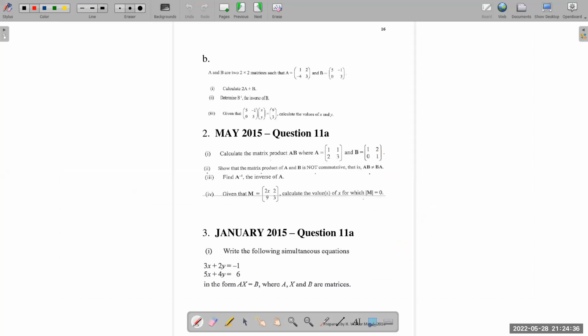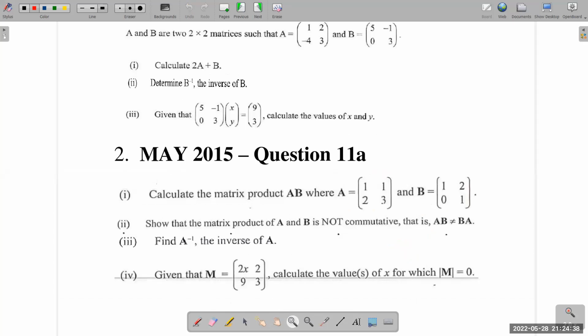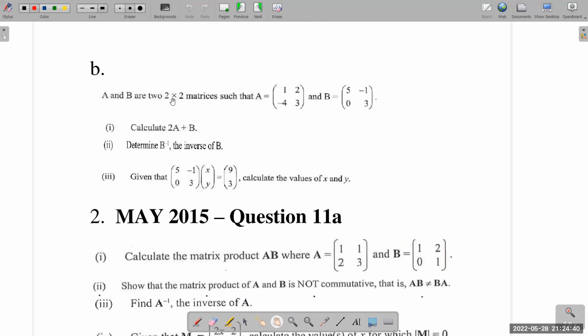All right, let's go. Another one. Here you see they give us 2 by 2s and they're going to ask you to find 2A plus 2B. So you know what to do. You multiply A by 2 first. Every digit inside you multiply by 2. And that answer, you add it to B. So we should be good here, right?